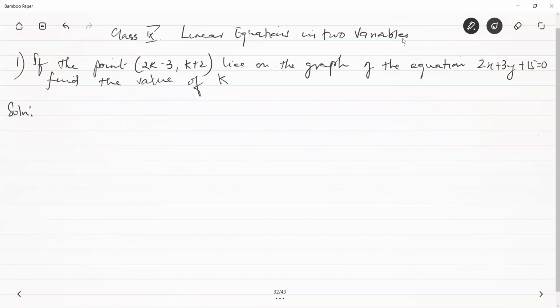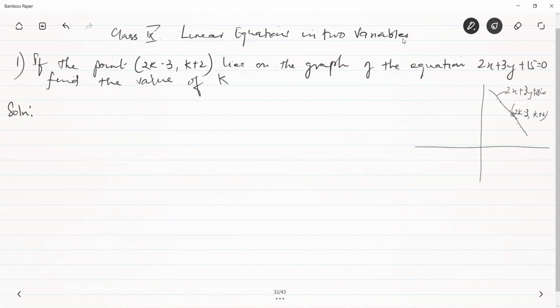Now, suppose this is a Cartesian plane, and suppose the graph is like this. The equation of this graph is 2x plus 3y plus 15 is equal to 0. There are n number of points on this line. One of these points, the question says, has coordinates 2k minus 3 and k plus 2. What he is asking you is to find the value of k.